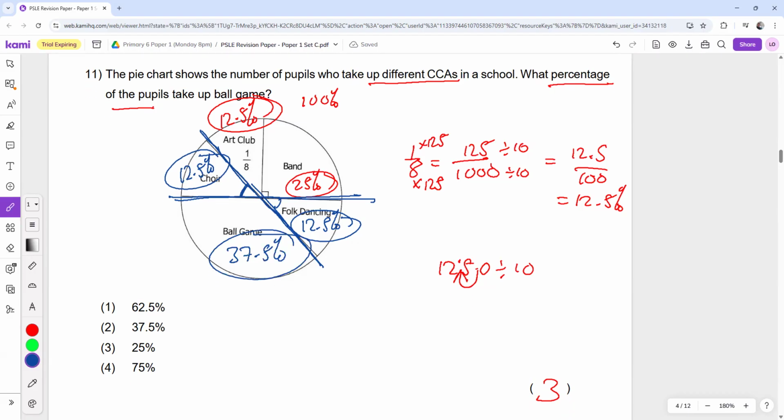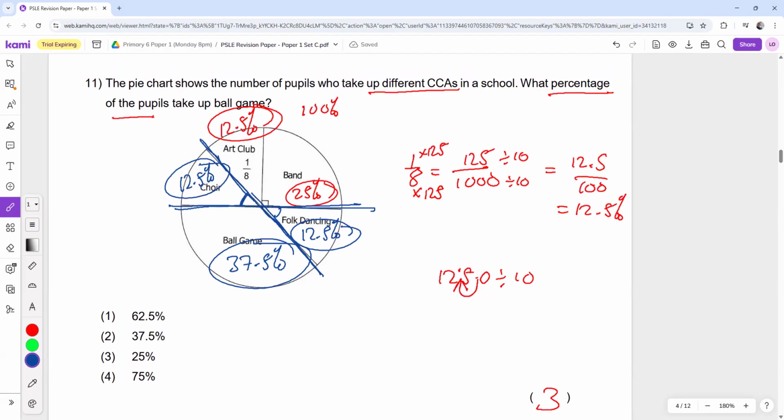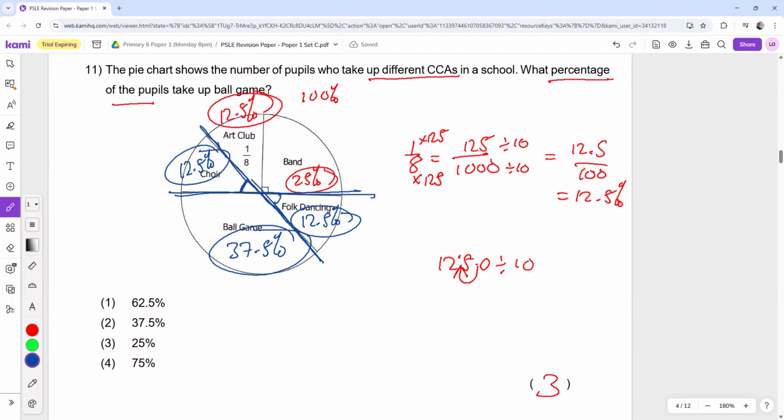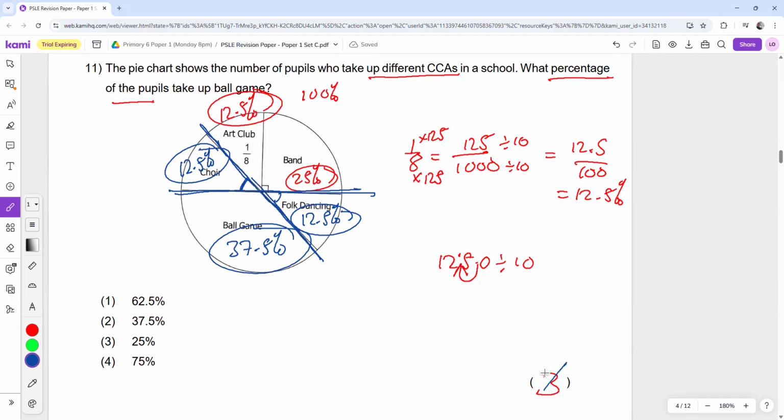So answer ball game. Ball game is, did I put something wrong? Hang on for a while. Answer number three. Okay, let me double check. 1 divided by 8 times 100, 12.5%, then plus 12.5, then 25. Okay, my answer should be number two, right? Yeah. Do you choose number two?